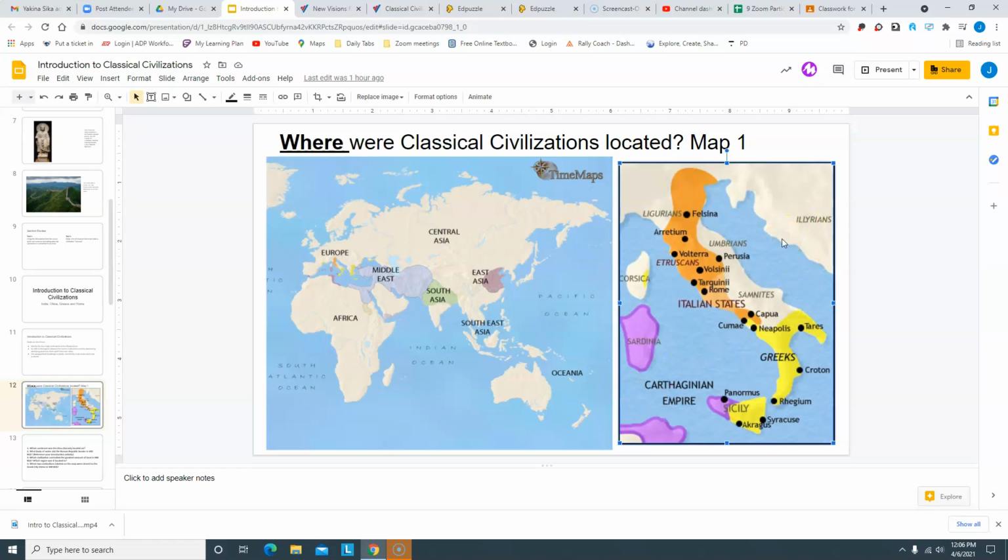The map on the right, this is Italy, and we can recognize Italy because it looks like a big boot. This is the toe of the boot, this is the heel, and it looks like the boot is kicking a ball, like a football. So this is the Italian peninsula. All right, so with this large map, we can see where the classical civilizations were located.